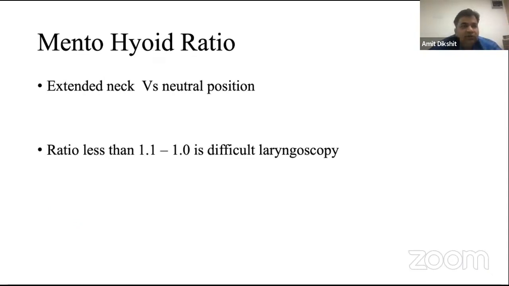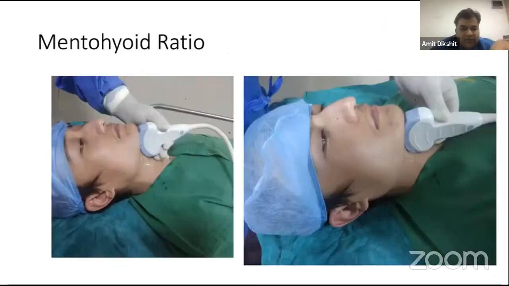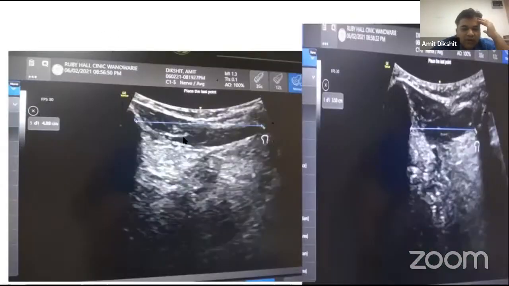It should be more than one, so it means it has some flexibility. So what are the images? This is in neutral position and then extended neck position. So we see the hyomental ratio.